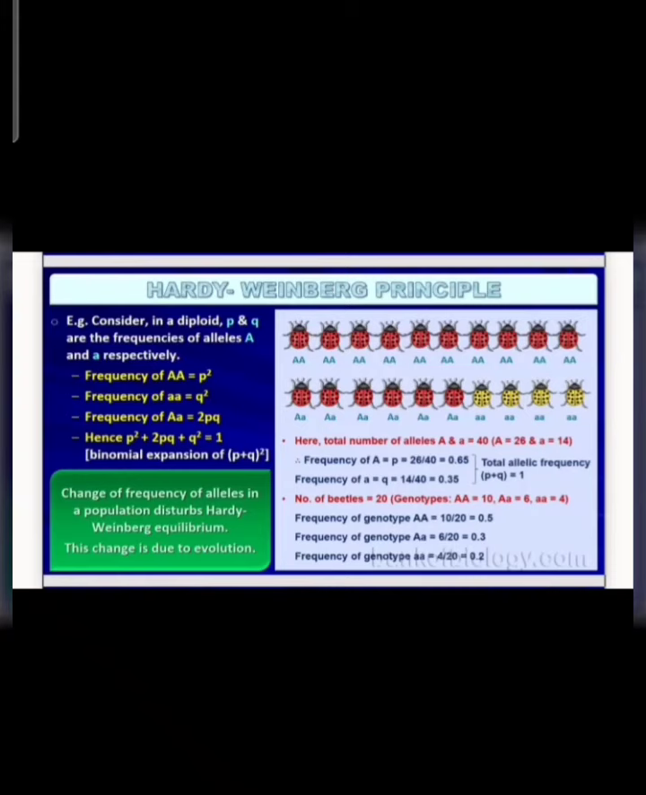If you consider, for example, a diploid, p and q are the frequencies of alleles capital A and small a respectively. Diploid means obviously we all are diploid organisms, double chromosome. If you consider a diploid organism, p and q are the frequencies of alleles A and a respectively. Frequency of dominant AA is p square, recessive aa is q square, and heterozygous Aa is 2pq. If we represent this as a binomial equation, it will be p square plus 2pq plus q square equals 1.